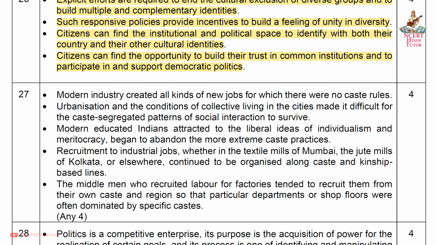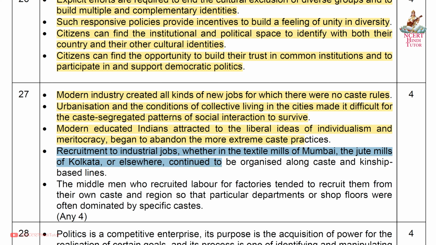Answer: modern industry created all kinds of new jobs for which there were no caste rules. Urbanization and the conditions of collective living in the cities made it difficult for the caste segregated patterns of social interaction to survive. Modern educated Indians, attracted to the liberal ideas of individualism and meritocracy, began to abandon the more extreme caste practices.